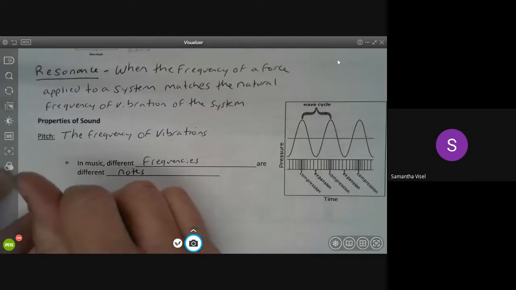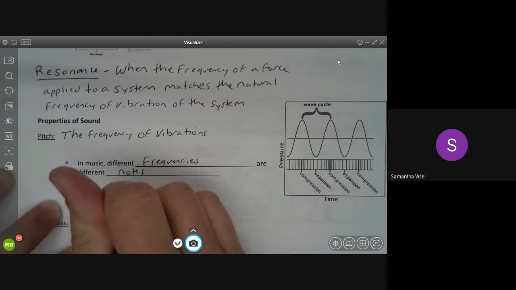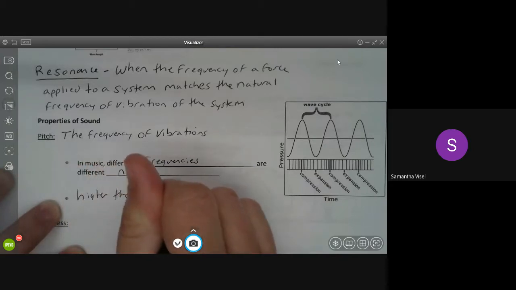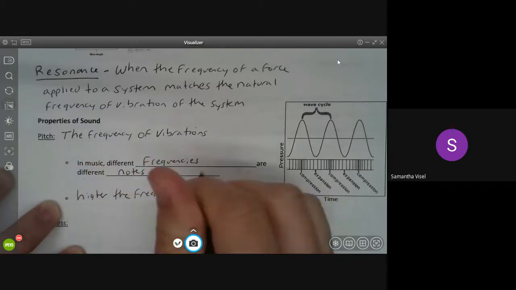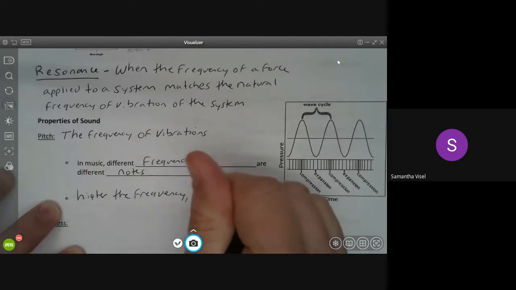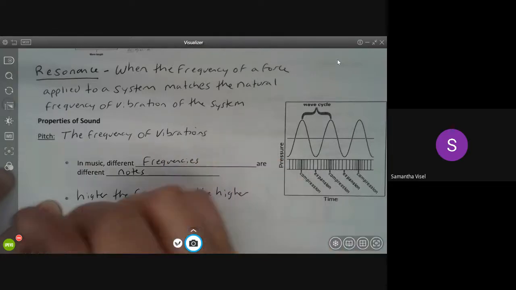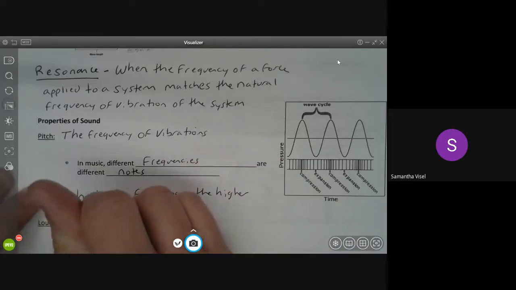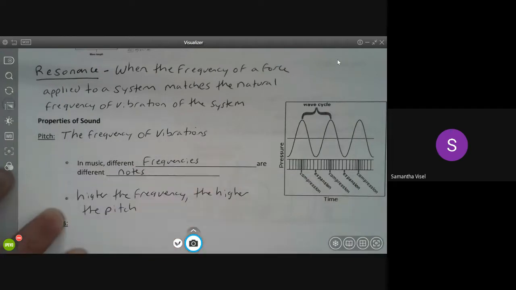And so in general, the higher the frequency of the wave, so the more energy that wave has, the higher the pitch. So higher the frequency, higher the pitch.